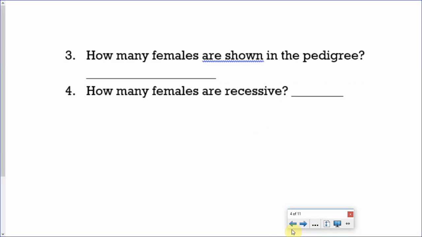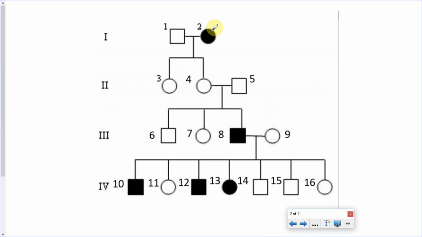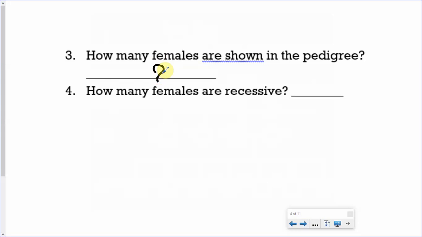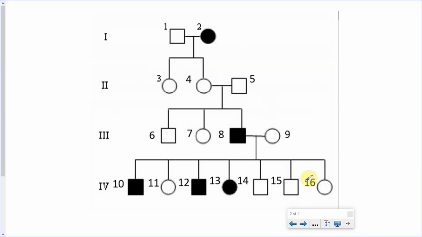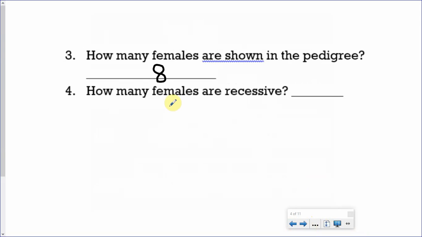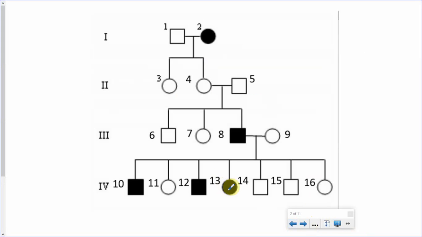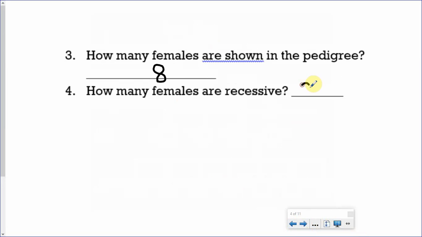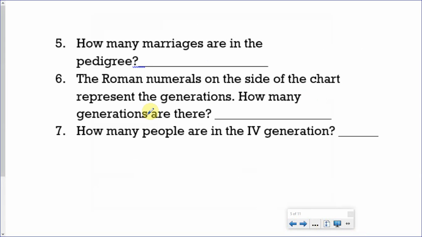Let's do the same thing for the females. How many females are in the pedigree? 1, 2, 3, 4, 5, 6, 7, 8. We've got 8 of them because there's 16 people in our entire pedigree here. I just numbered them instead of giving them names. Some of the ones that you'll deal with later have actual names to them. These ones I just gave numbers. And let's look at how many females are recessive. In this case, let's look back at our pedigree. 1 at the bottom here and a second one at the top. So that would be number 2.